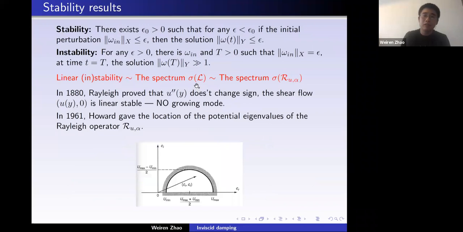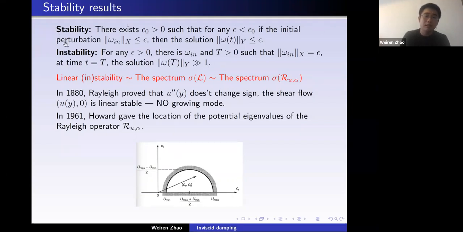Okay, so let's also give the mathematical definition of stability and instability. What is stability? It means that for any small parameter epsilon, if the perturbation is small enough, then we can say that the solution is also small in some other space. Maybe the same space, X and Y may be the same, but sometimes it's different. What is instability? Of course, it's the other way. It means that for any small epsilon, you can always find a perturbation of size epsilon and a positive time, such that the perturbation at that time becomes larger.